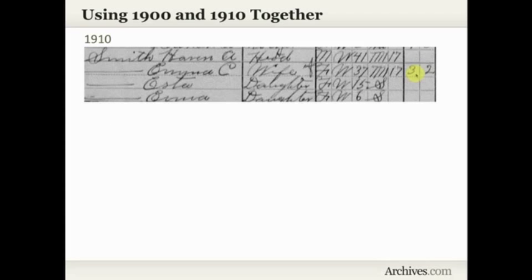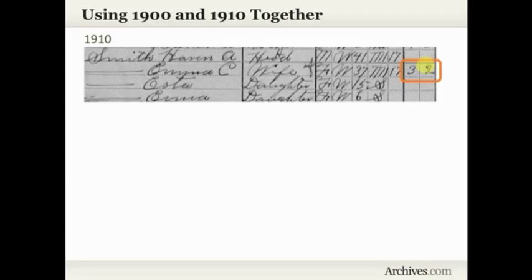And then finally, let's use the 1900 and 1910 censuses together. Here we have the Haven and Emma Smith family in 1910. Now, Haven and Emma have been married for 17 years, and Emma is reported as having 3 children, 2 of whom are still living. So, first marriage for both of them, they've been married 17 years, so they were married about 1893. So somewhere between 1893 and 1910, Emma has lost a child.